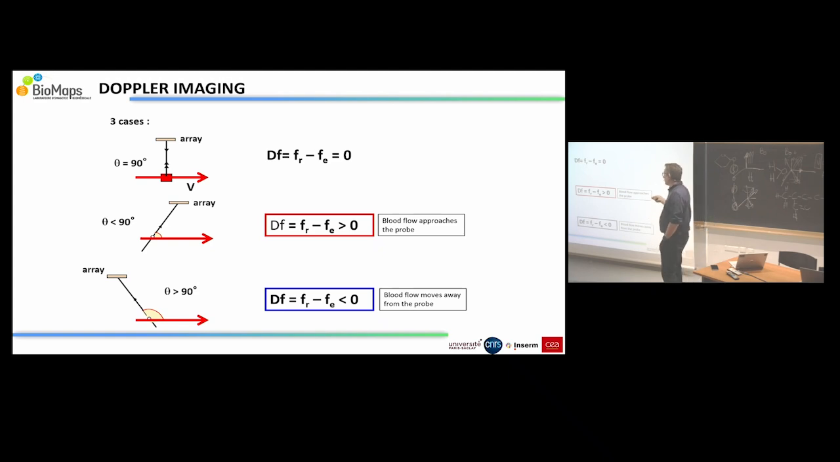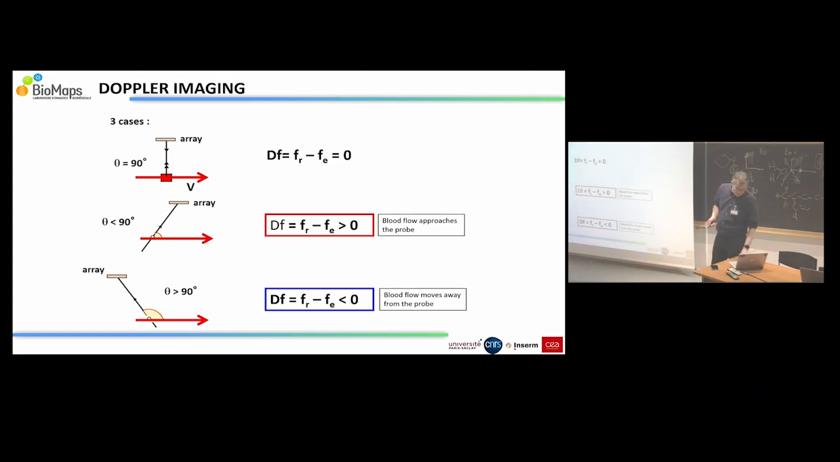So when you have a red signal, you have a blood flow that goes toward the probe, and when you have a blue signal, you have a blood flow that moves away from the probe. So this is not arteries and veins. Sometimes people say that, but no, it's not arteries and veins, it's where the blood is going. So red is going to the top, blue is going down.